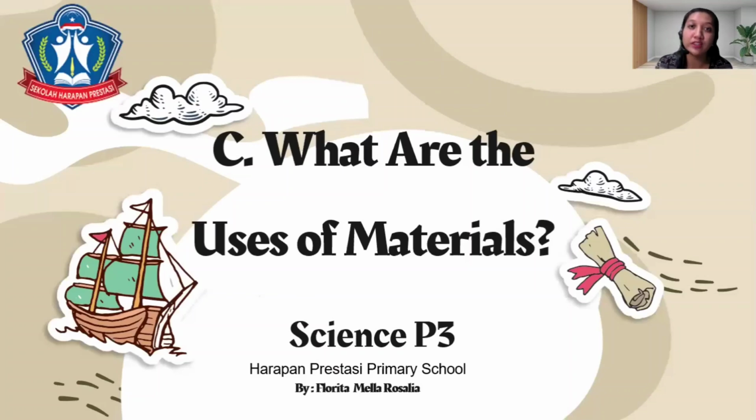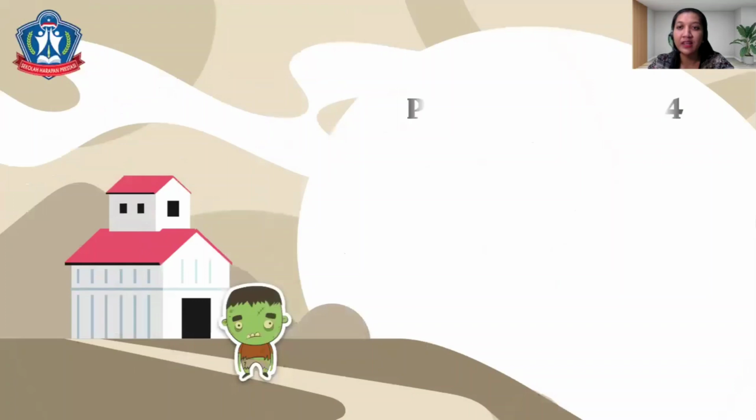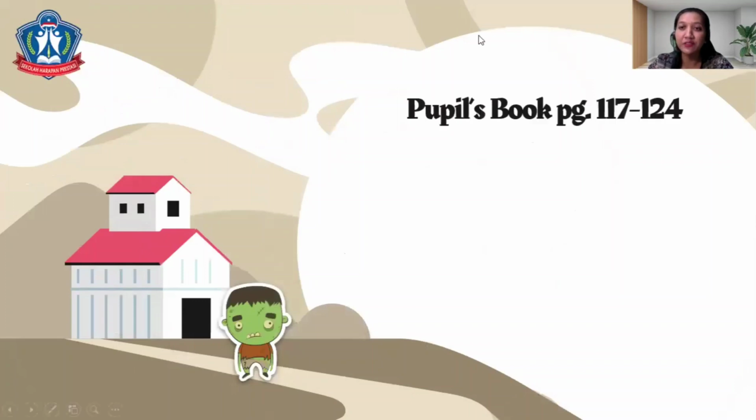Today, we are going to continue our lesson in Chapter 5 about materials. So, for today, we focus on lesson C. What are the uses of materials? So, friends, are you ready for the lesson? Let's start. Here you can open your pupil's book, page 117 until 124.